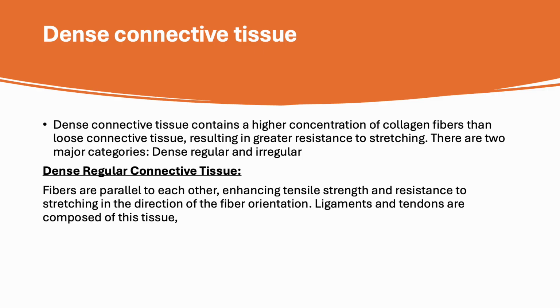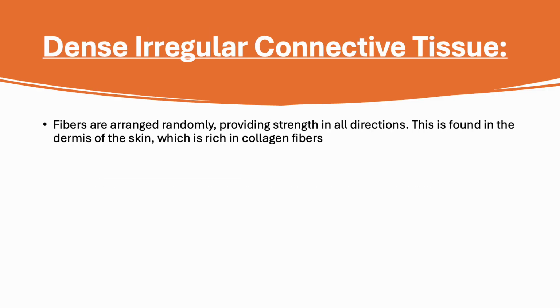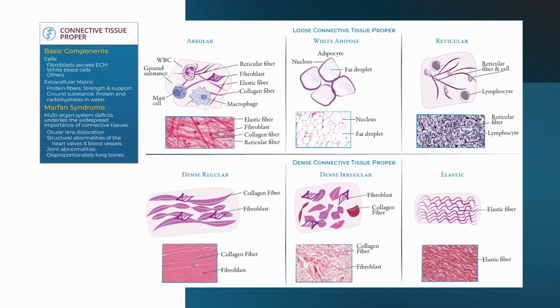So ligaments and tendons normally have these dense regular connective tissues. For the dense irregular, fibers are arranged randomly, providing strength in all directions. These are mostly found in the dermis of the skin, which is rich in connective tissues.